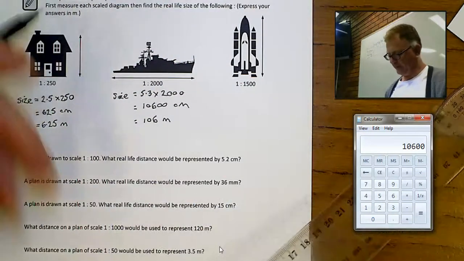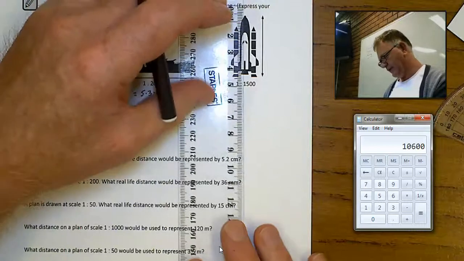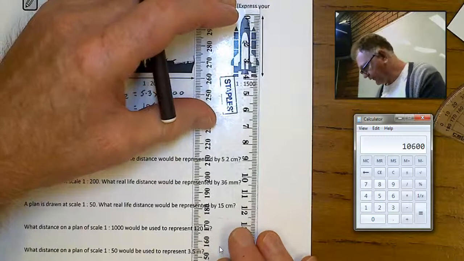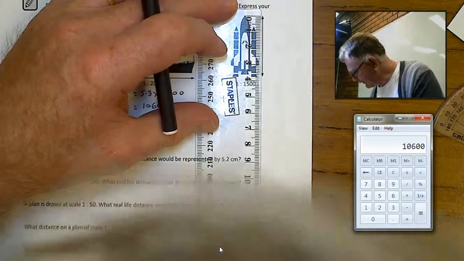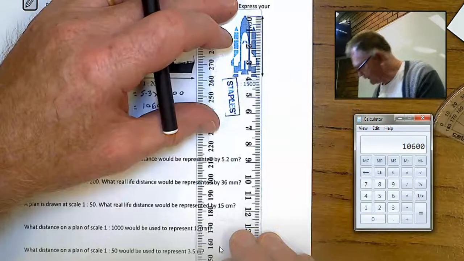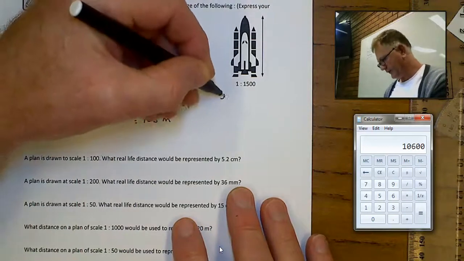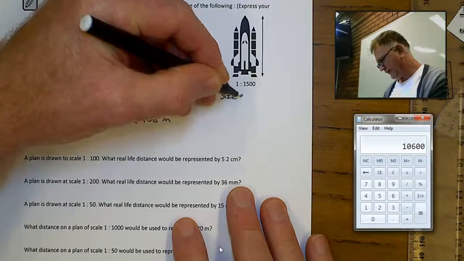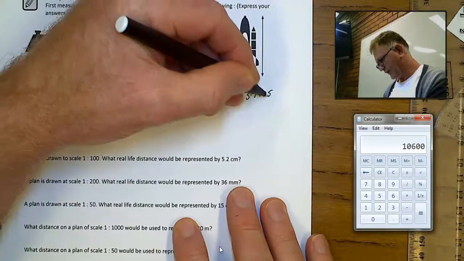On the diagram it's a scale of 1 to 1500. That means everything in real life is 1500 times bigger than what it is on the diagram. Now I get 3.7 centimetres on the diagram. So its real life size is going to be 3.7 centimetres times 1,500.